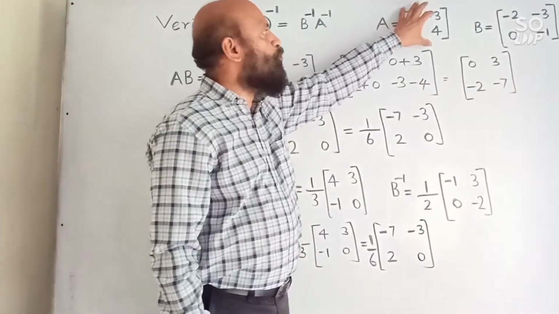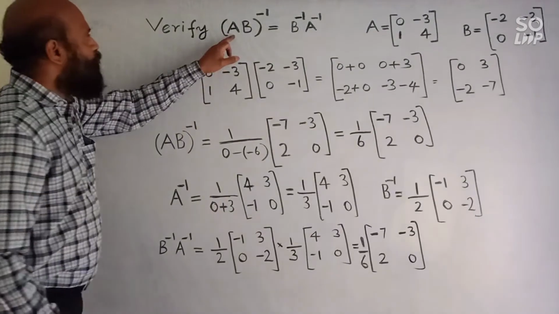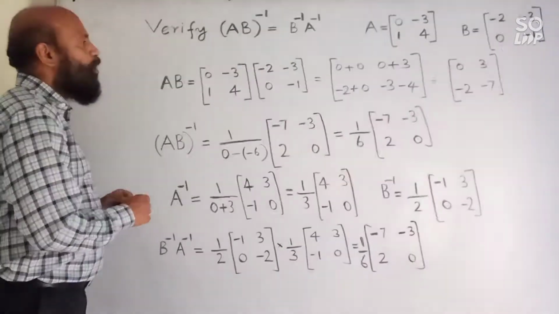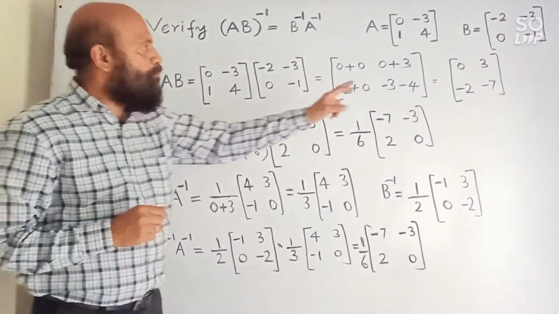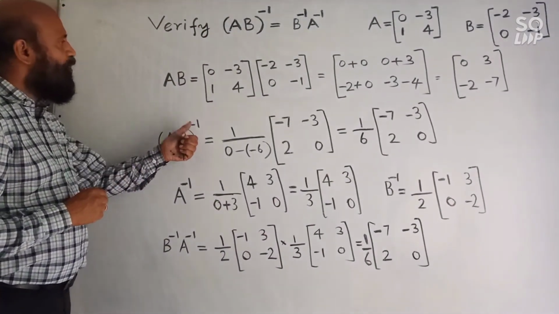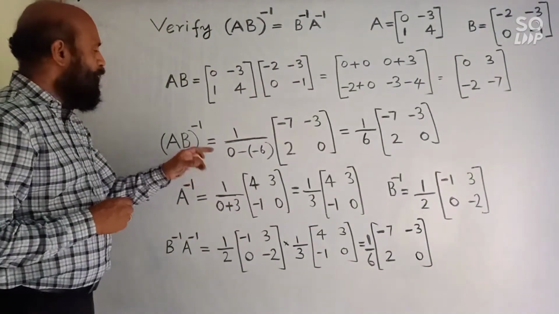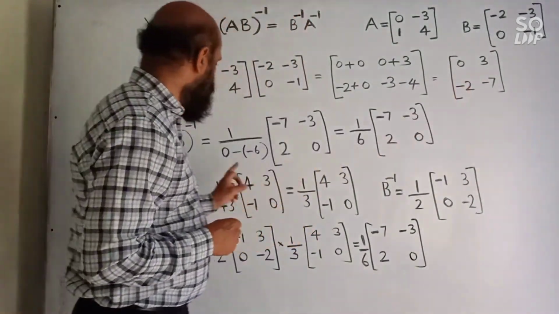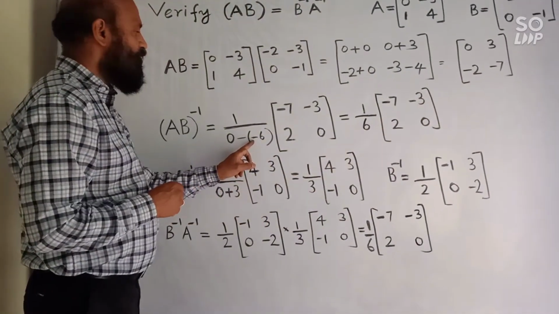So we are given 2 by 2 matrices. First we have to multiply these two given matrices, A into B. So we know how to multiply two matrices. After multiplying you will get it like this. Then for AB inverse, you have to get the inverse of this matrix. For that we should know the determinant of the matrix. Determinant of this matrix is 0 into minus 7 is 0, minus 3 into minus 2, minus 6.